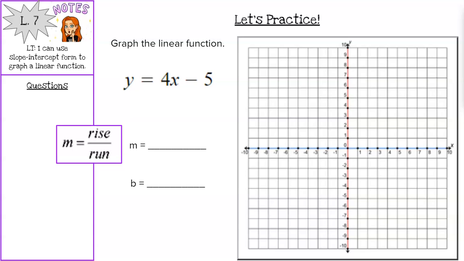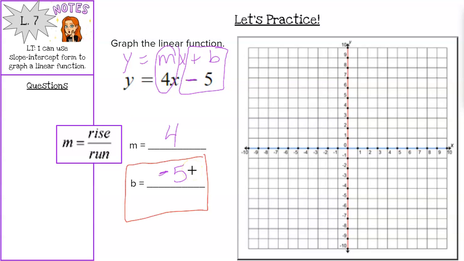All right, one last example, guys. y equals 4x minus 5. Write that generic form above. Identify our m. Our slope is 4. And our b is negative 5. Remember, we take that sign with the number. So we start with our b. B for begin. And it goes on our y-axis. So we find negative 5 on our y-axis. We plot our y-intercept.